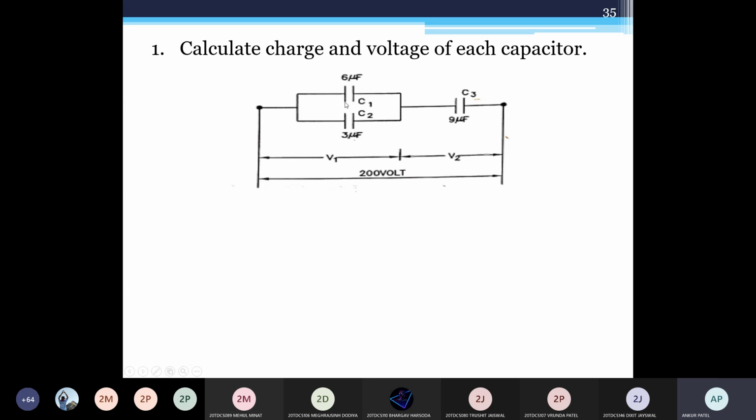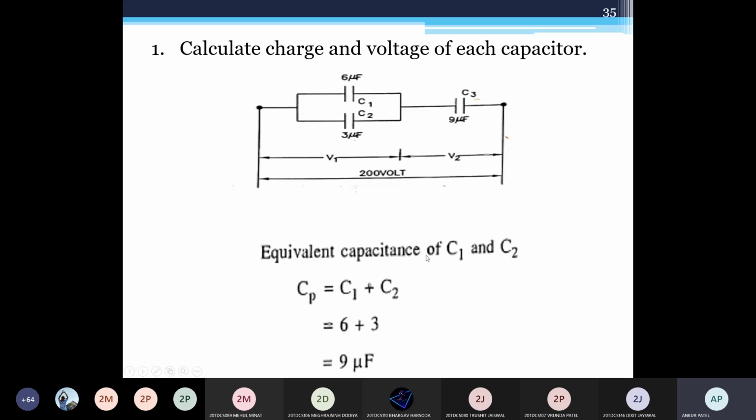Let's find the equivalent capacitor of C1 and C2, as they are connected in parallel. For the parallel connection of capacitors, we do C1 plus C2. So the equivalent capacitance of C1 and C2 we name Cp is equal to C1 plus C2. This is 9 microfarad. So this 9 microfarad and this 9 microfarad are now in series combination.